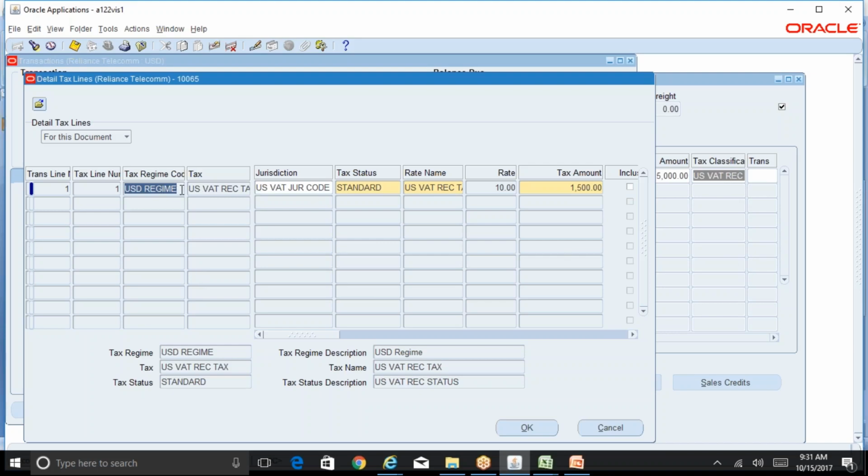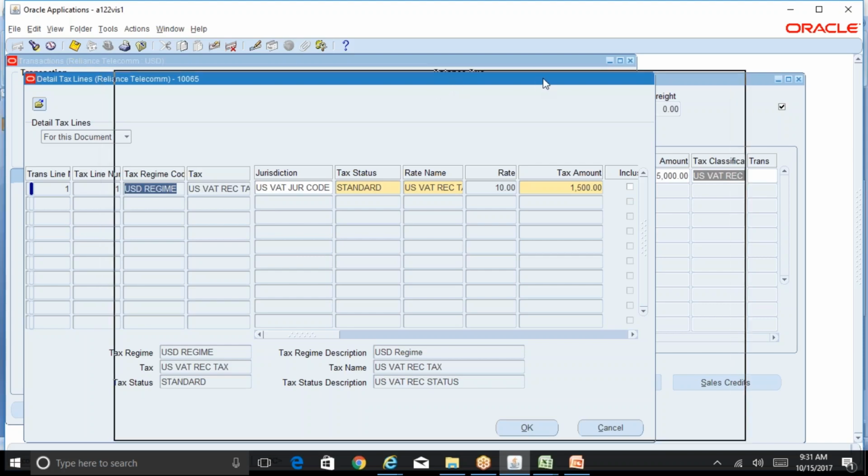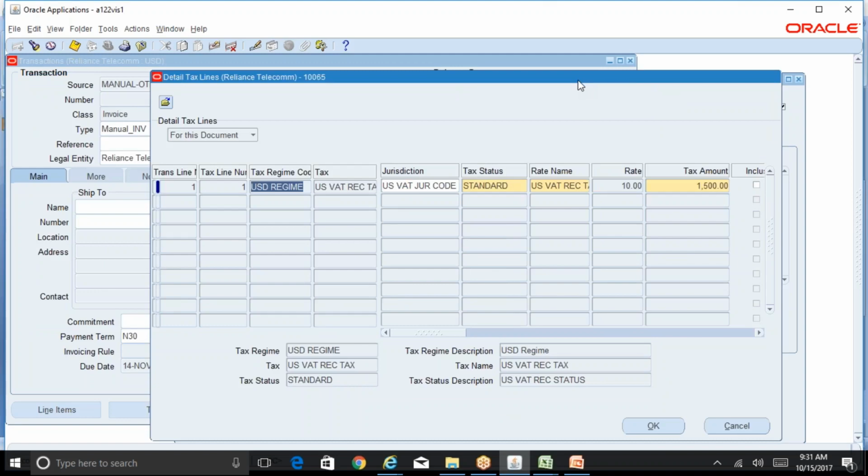Okay. And Narendra, to answer your question also, to a certain extent, you will be able to see how the system has calculated the tax. It is calculating from the USD regime. It is calculating based on this particular tax type, this jurisdiction, this tax status, this rate type, and this is the rate. Does this maybe answer your question to some extent? Yes. So it is showing what exactly it used to come up with this 1500. It has used this particular regime, this tax, this jurisdiction, this status, this rate, and this percentage to come up with this particular 1500 amount.